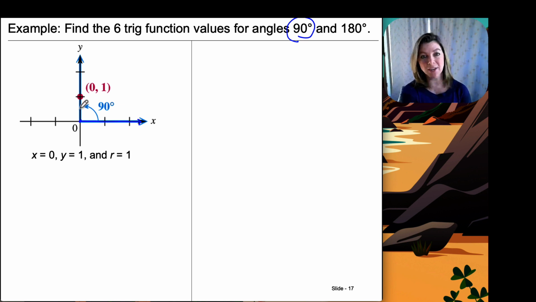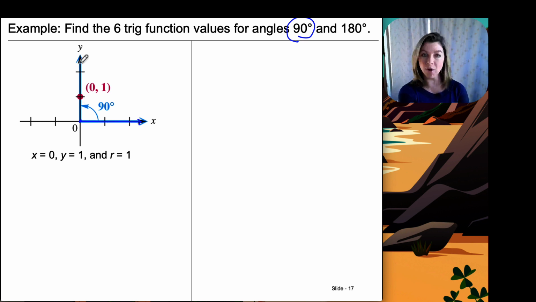In our previous videos and the homework you've done so far, the terminal side was between two axes. So it was in quadrant 1 or quadrant 2, quadrant 3 or quadrant 4. So when we have an angle that terminates on an axis like this, it's called a quadrantal angle. And we find the 6 trig function values the same way.